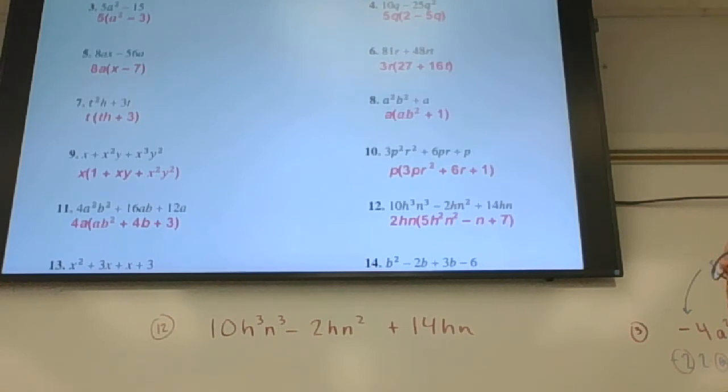Because 56 divides by 8, so it's the greatest factor. You could have used 4 or 2, but 8 is the greatest number.